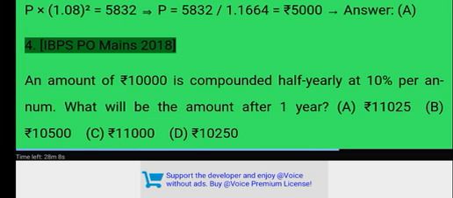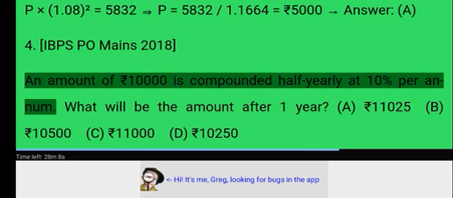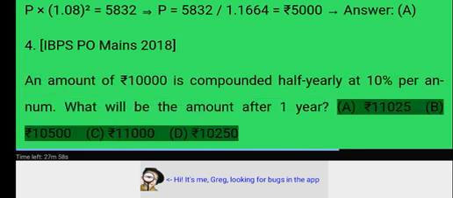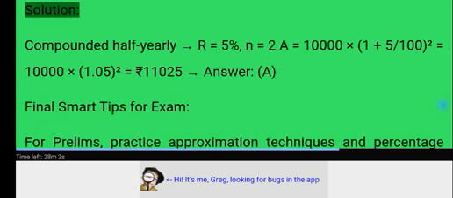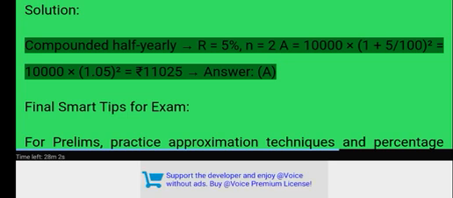4. IBPS PO Mains 2018. An amount of 10,000 rupees is compounded half yearly at 10% per annum. What will be the amount after 1 year? A. 11,025 rupees, B. 10,500 rupees, C. 11,000 rupees, D. 10,250 rupees. Solution. Compounded half yearly, so R equals 5% and N equals 2. A equals 10,000 times (1 plus 5/100) squared equals 10,000 times 1.05 squared equals 11,025 rupees.